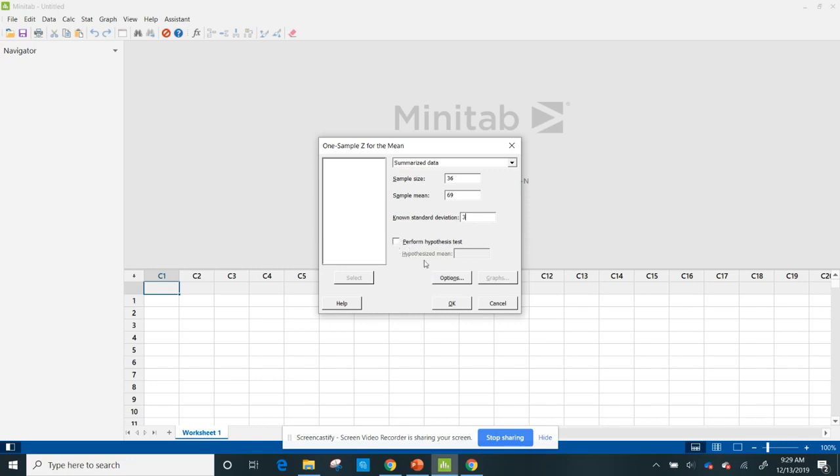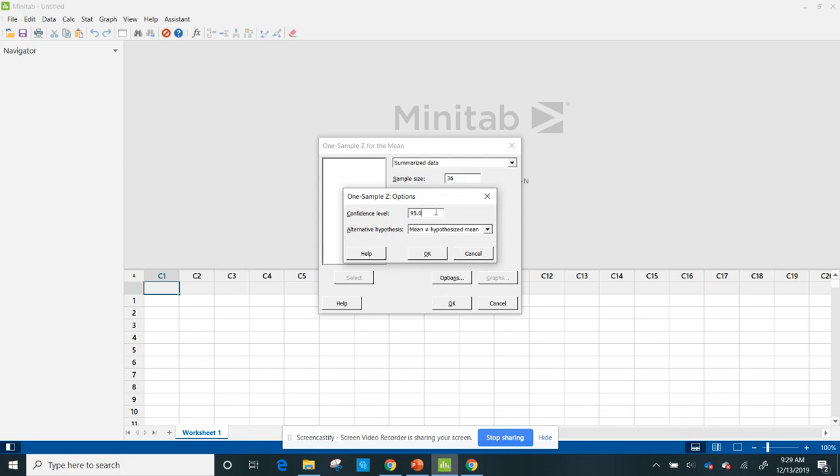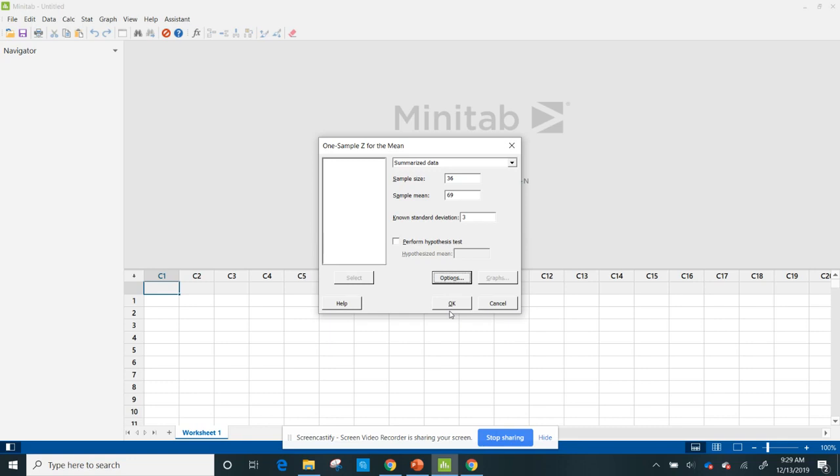I'm not going to click anything else. I'm going to hit options. And here, remember, I've got a 95% level of confidence. For confidence intervals, you always want the not equal sign, and that is because this is a two-tailed test. Why? Because you want a range of what the scores can be. That range means I have a lower bound and an upper bound, so that makes it two tails. I hit OK and I hit OK.